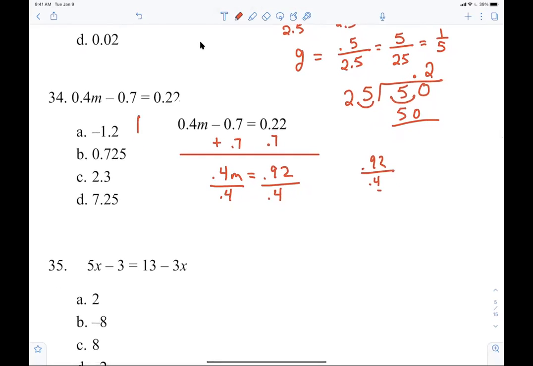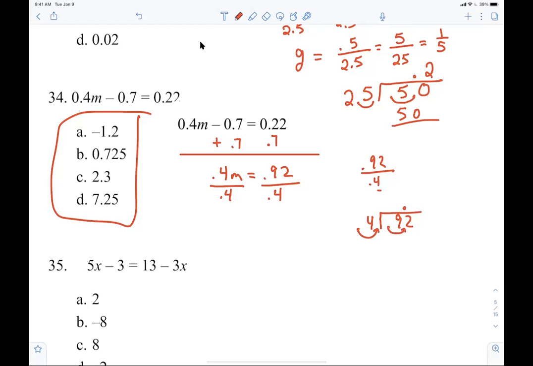So because the answers are in decimals, we're just going to go ahead and do the division. All right, so 0.4 goes into 0.92. How many places do I have to move the decimal? Once, thank you. You're moving it over once. So the decimal goes right there. So how many times does 4 go into 9? Twice. And then 4 goes into 12. That's why the correct answer was 2.3. Everybody okay with that?